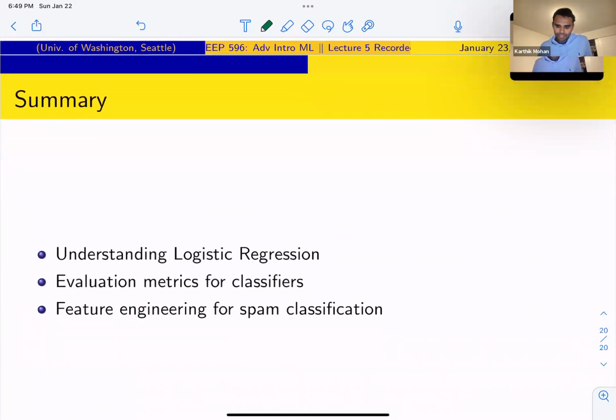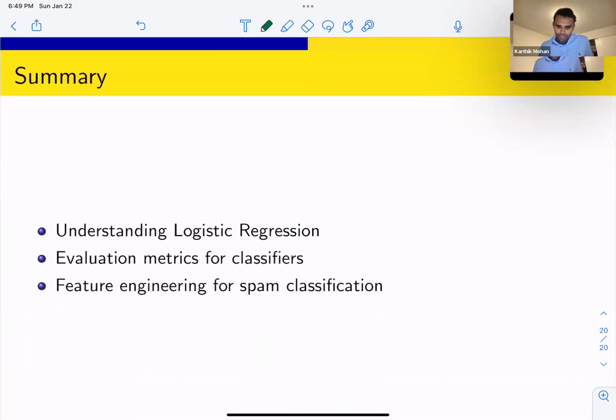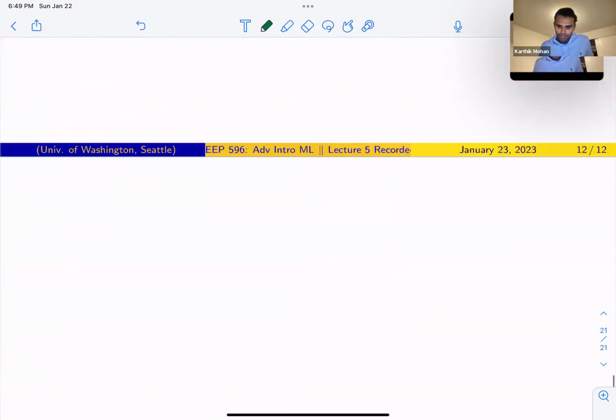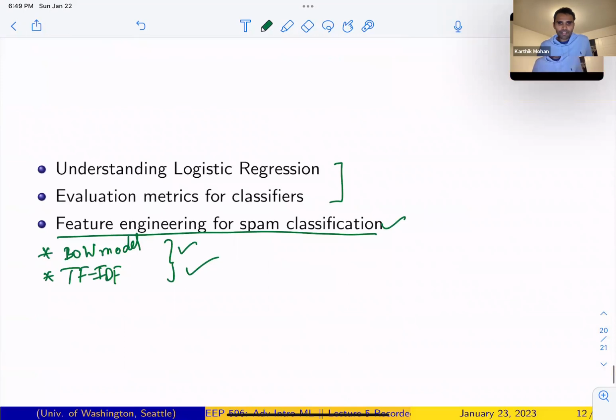So to summarize, actually, this is coming from the last lecture. We looked at feature engineering for spam classification. We looked at the bag of words model. We looked at Tf-Idf. So these are some things we touched upon in this lecture.